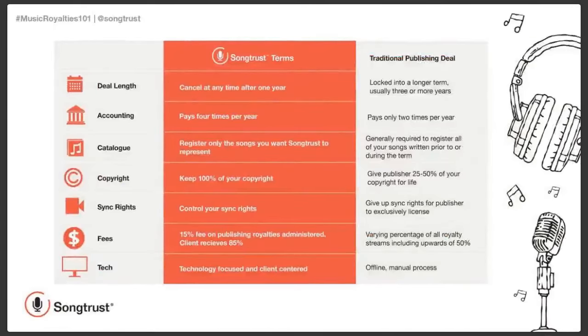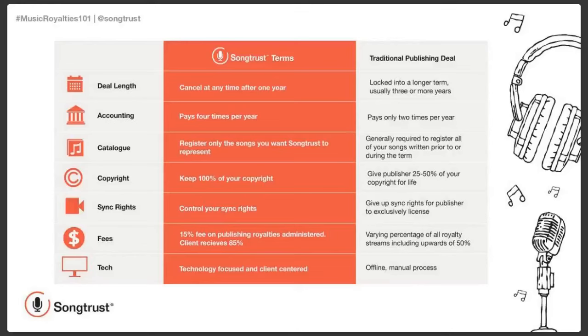Here's the diagram that compares our Songtrust terms to a traditional publishing deal's terms. For some of you that really have your heart set on getting a traditional publishing deal in the future, there's no reason that you shouldn't be collecting your royalties in the meantime and not having them disappear into the black box. So just some highlights from this are that we only have a 1-year mandatory term and you can cancel anytime after that. You're able to keep 100% of your copyright and control your sync rights. We take a small 15% operational fee from any royalties that are coming through our system.